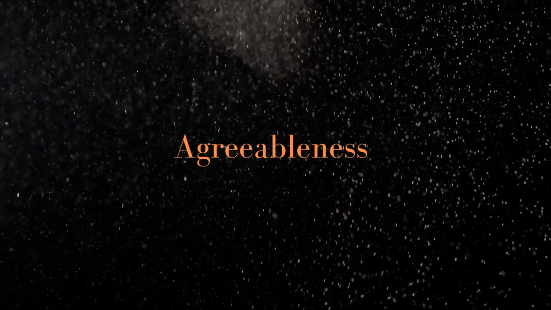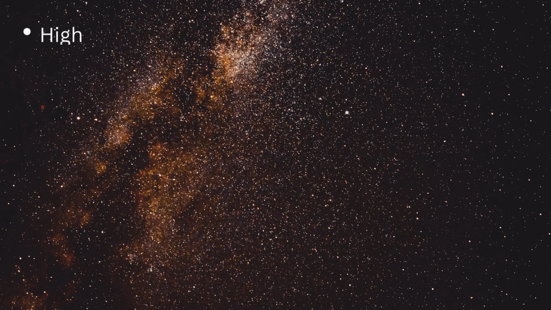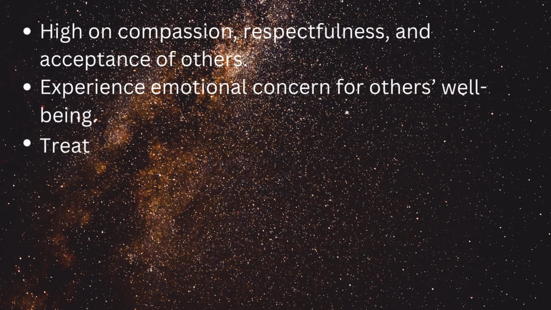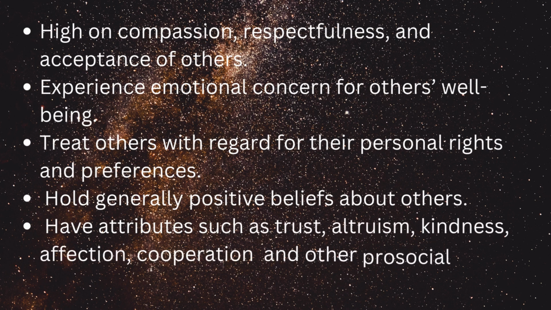Second personality trait is agreeableness. Those who score high on agreeableness capture differences in compassion, respectfulness, and acceptance of others. Agreeable individuals experience emotional concern for others' well-being, treat others with regard for their personal rights and preferences, and hold generally positive beliefs about others. This personality trait includes attributes such as trust, altruism, kindness, affection, and other prosocial behaviors.